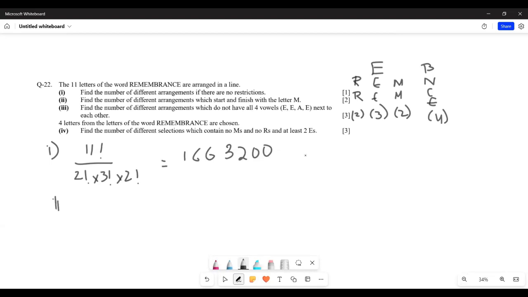Part 2. Find the number of different arrangements which start and finish with the letter M. Okay, so there are 11 letters. First has to be M. 1, 2, 3, 4, 5, 6, 7, 8, 9, 10, 11.